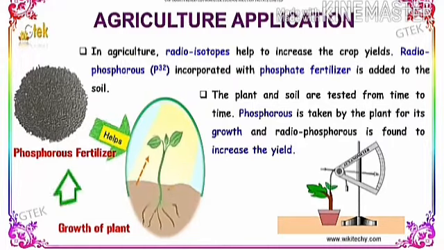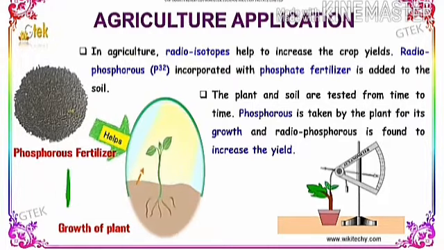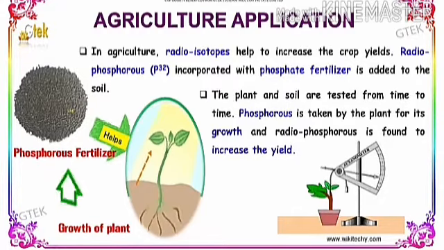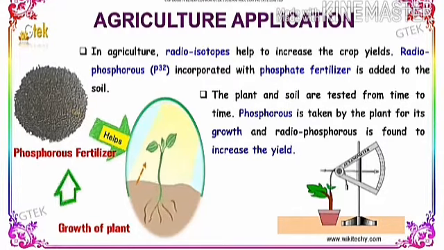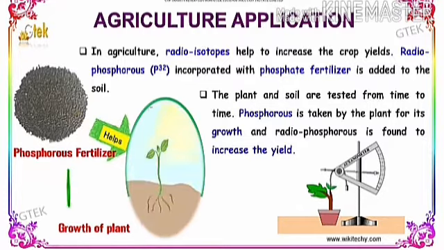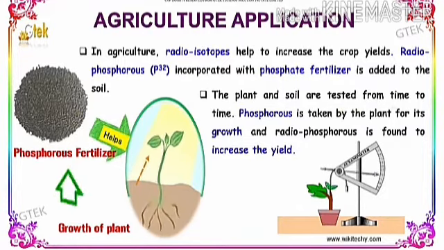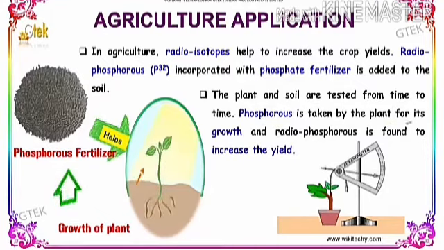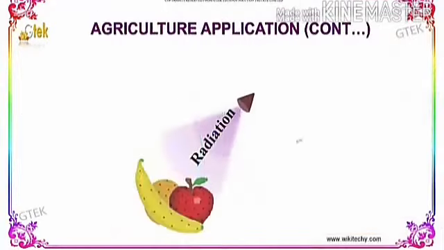Next is uses of radioactivity in agriculture. In agriculture, radioisotopes help to increase crop yields. Radiophosphorus-32 is combined with phosphate fertilizer to fertilize the soil. The plant and soil are tested from time to time. Phosphorus is taken up by the plant for its growth, and radiophosphorus is used to find out how much the crop yield increases.